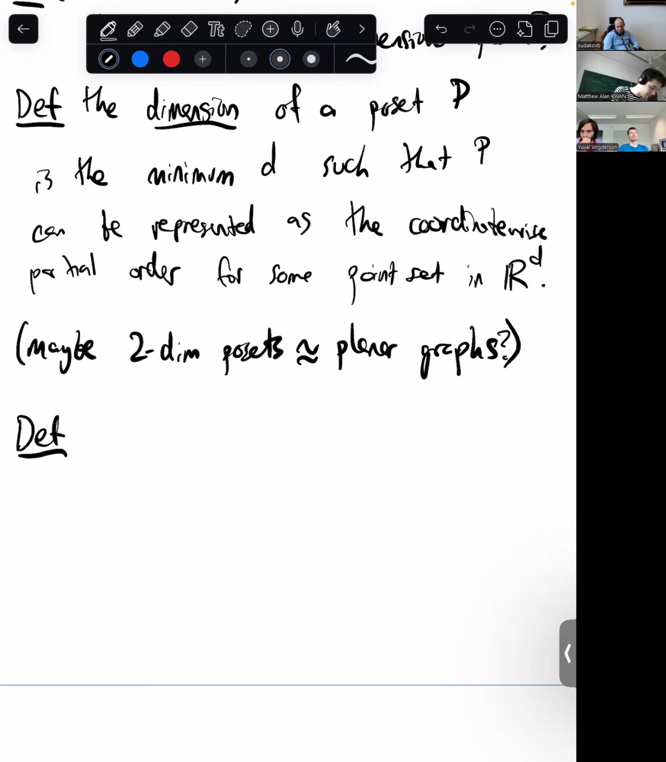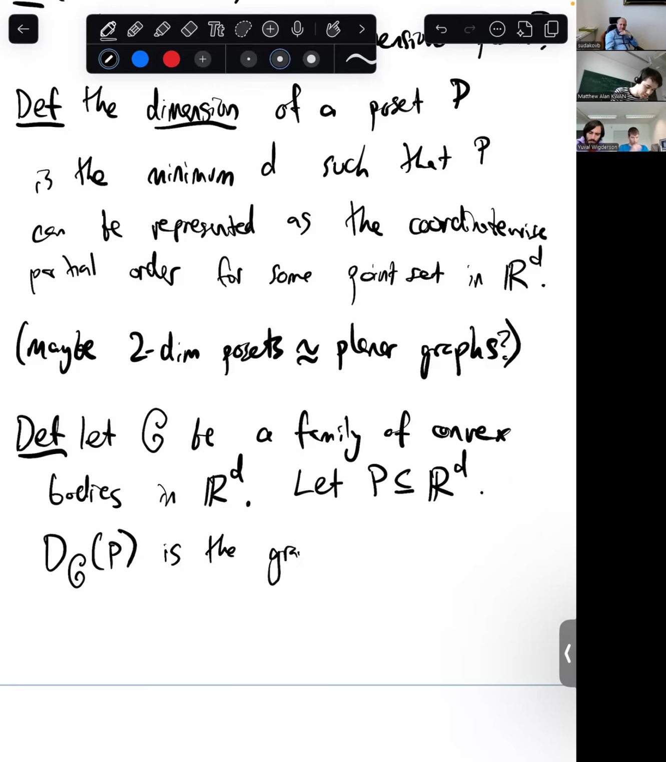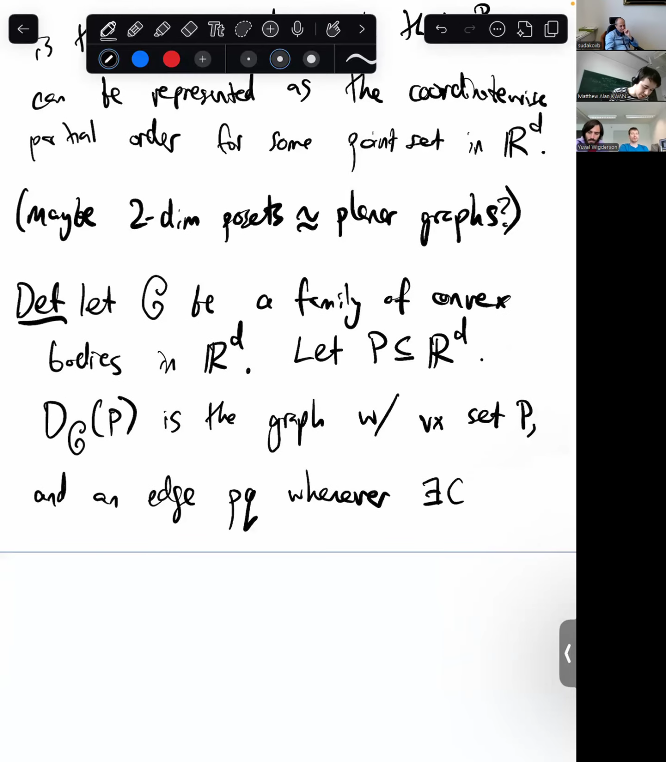So the definition of a Delaunay graph is as follows. Let curly C be a family of convex bodies in some Euclidean space, and let P be a finite set of points in the same space. Then the Delaunay graph, parameterized by C and P, is the graph with vertex set P and an edge PQ whenever there exists some convex body C in my family with C intersect P being the set {P, Q}.